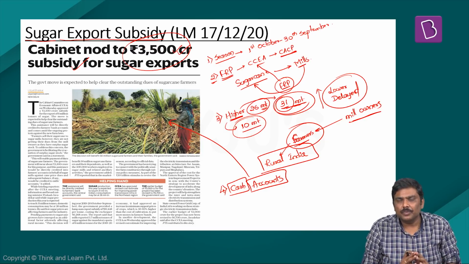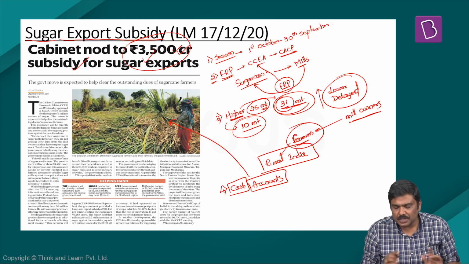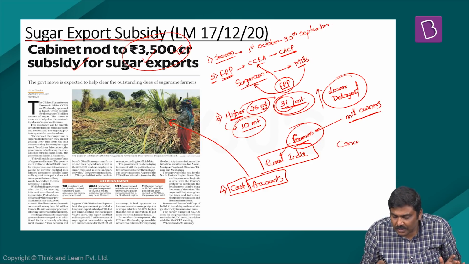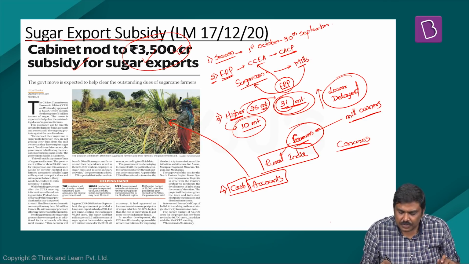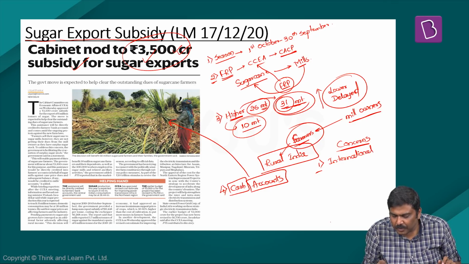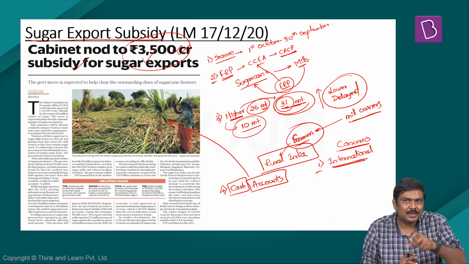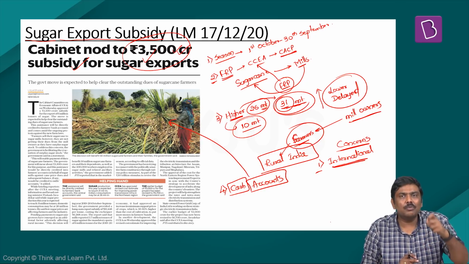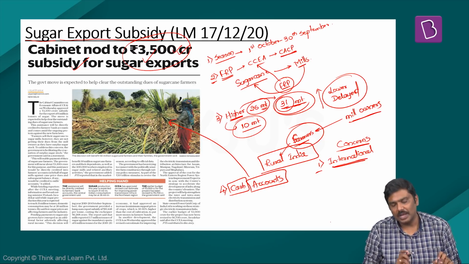Moreover, understand this: though Government of India has announced this particular subsidy for promotion of exports, there are certain concerns which have been raised even with respect to this. What are the concerns? First and foremost, the international prices will have a bearing on how much India will end up exporting. Because when the international prices fluctuate, even this particular subsidy will not be sufficient to promote exports from India to the international market of this particular commodity.